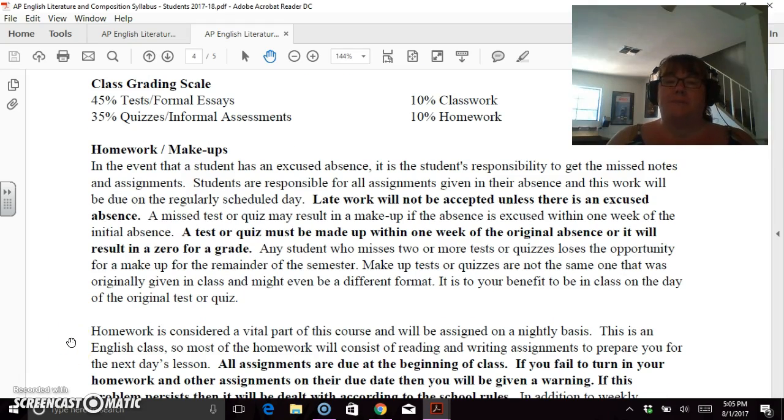Homework and makeups. Remembering, I am very strict about this policy. Late work is only accepted if there is an excused absence. If you are sick on Monday, you come back to school on Tuesday, you turn in a note on Tuesday to Mr. A, you have till Wednesday to make up the assignment. Remember, for every day you were absent, you have +1.